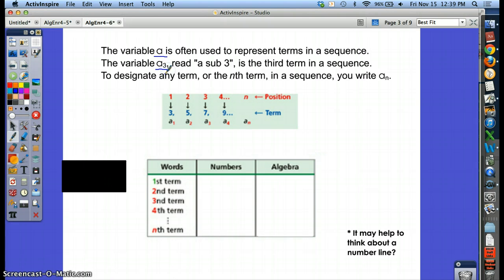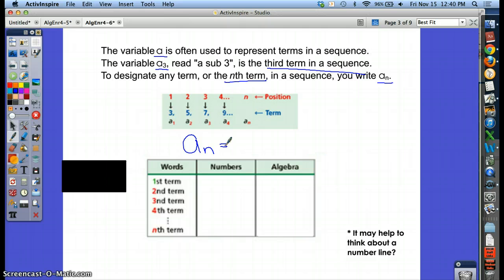So if you add a subscript of 3, that's A sub 3. This means that's the 3rd term in the sequence. A sub 5 would be the 5th term. A sub 10 would be the 10th term. If we wanted to designate any term then, or the nth term, we would write A sub n. So we want to come up with an equation that says a sub n, or any term in the sequence, can be found how? Let's think about this sequence first.